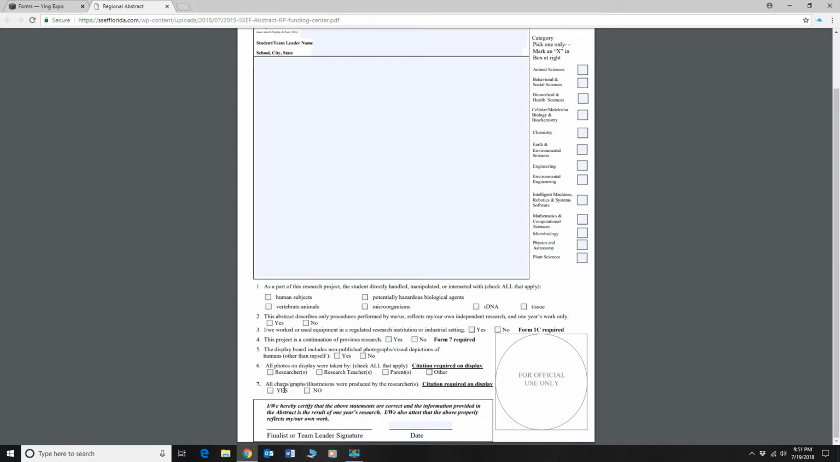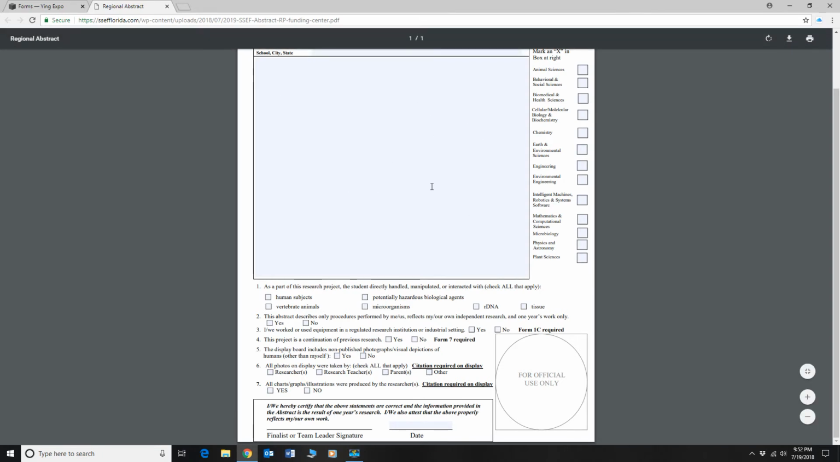And also, number 7, all charts, graphs, and illustrations were produced by the researcher. A citation is also required, the same kind of citation as for the pictures. There needs to be a citation on the front of the backboard that says who made the graphs, who made the charts, who did the drawings. Finally, the student signs this, dates it, and this gets turned in. This all should be typed. This should be typed at the top.